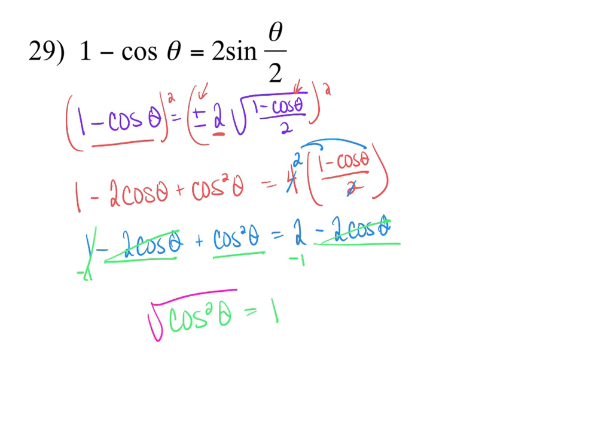I do need to take the square root of both sides. Remember, when you take the square root, you have to consider the positive and negative root. So the cosine of theta is going to equal positive or negative 1. On my unit circle, the angle that will give me a positive 1 for cosine is 0, and the angle that will give me a negative 1 for cosine is pi.